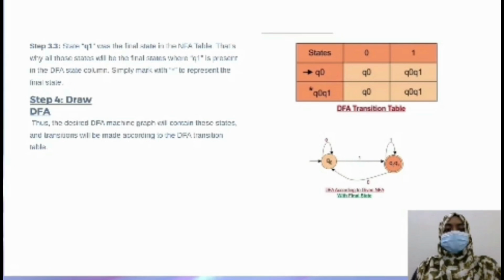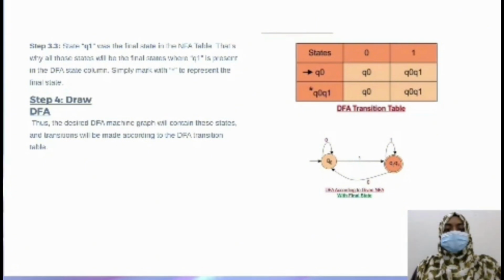Final state identification. Now we find the final state of the DFA. If a DFA state contains a final state of the NFA, then it is also a final state. Here Q0 Q1 contains Q1, which is a final state in the NFA. So Q0 Q1 is the final state of the DFA.